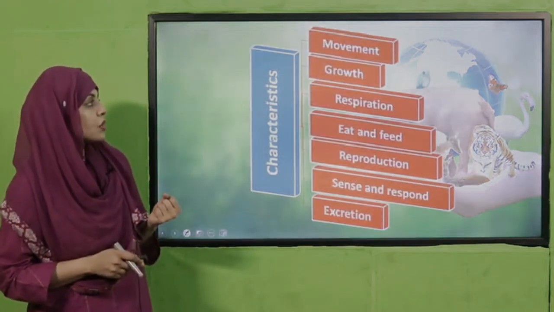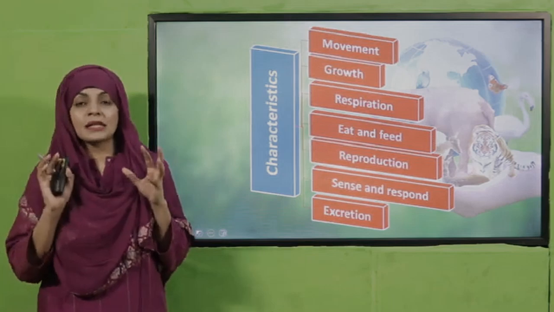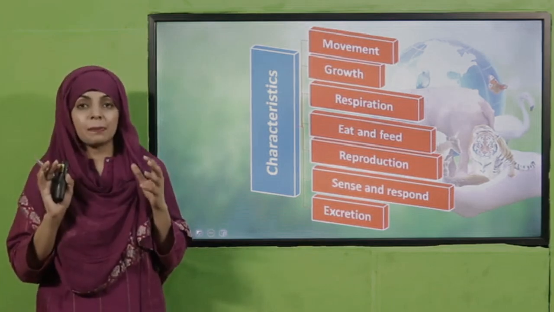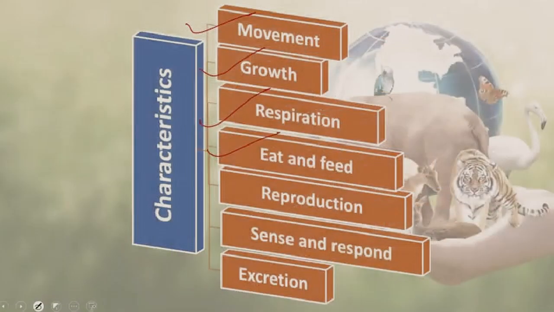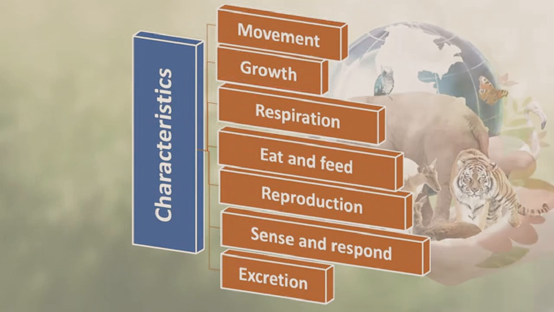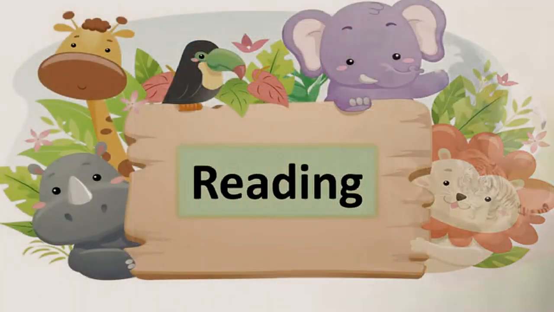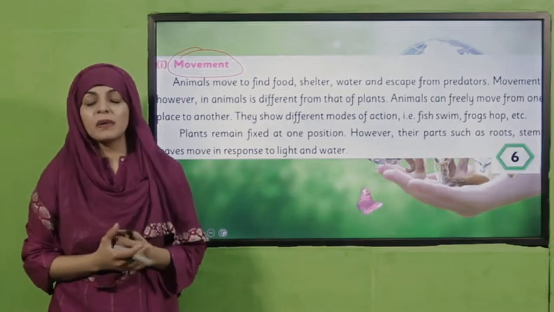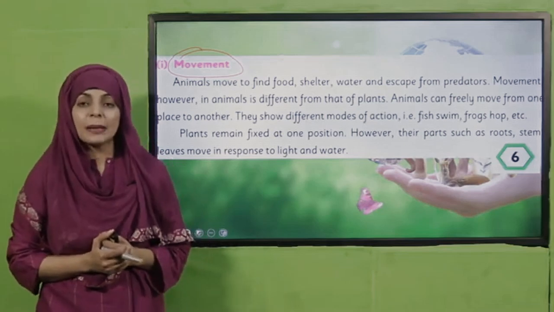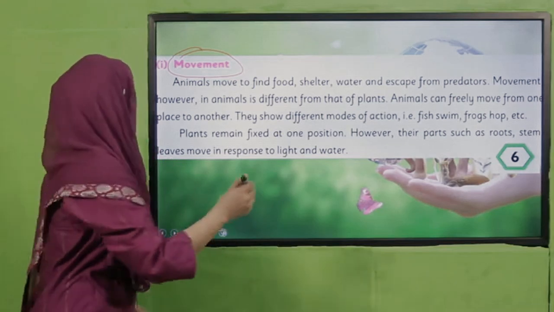Okay, my dear students, now let's quickly again revise the characteristics of animals and plants. So that is movement, growth, respiration, eat and feed, reproduction, sense and respond, and excretion. Today we will discuss about movement and growth. So my dear students, now I request you all to please open your Science 4 books, page number 6, that is movement. I hope everybody has opened the page. So let's start the reading. Put your fingers where I will read.